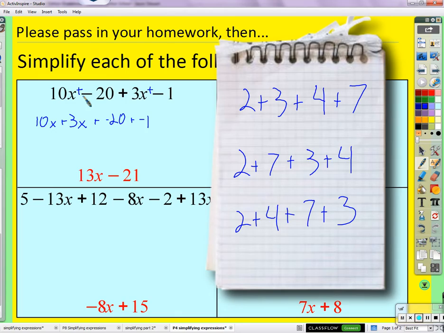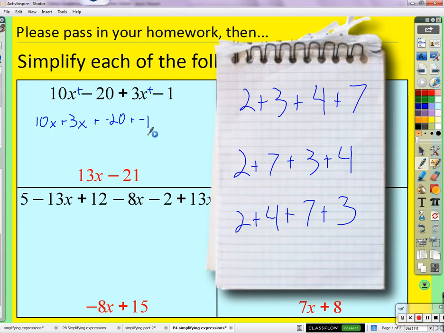The only reason I put this addition here is to show, at least with this example, that I can put the 10x and the 3x together over here and put the plus negative 20 or minus 20 and the plus negative 1 or minus 1 together. In the future, I'm not going to do that. I don't do that when I do my math homework. I just put the 10x plus 3x over there and minus 20 and minus 1 over there. And actually, I don't even do that. I do the stuff in my head. But I want to show you that that's okay to do.